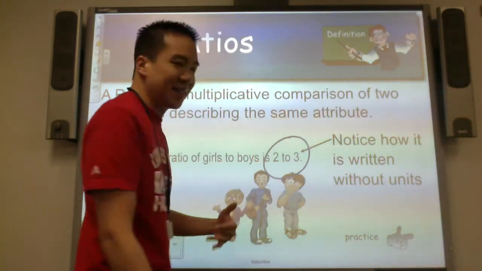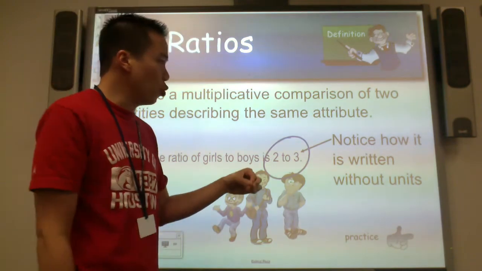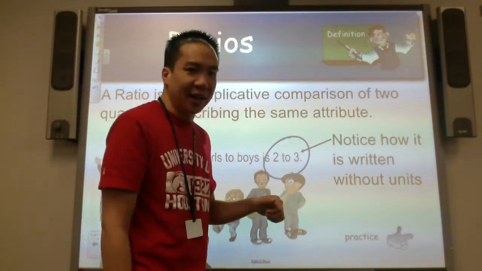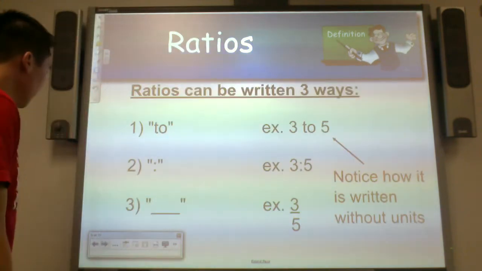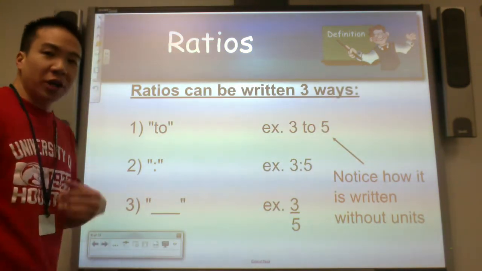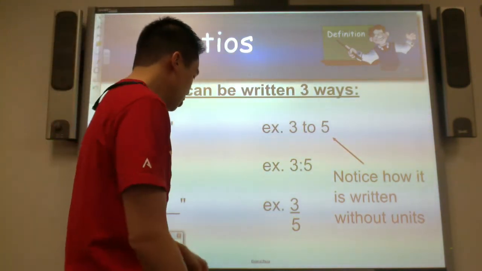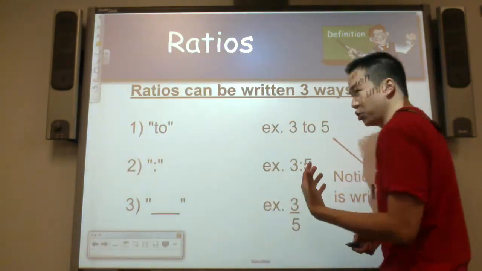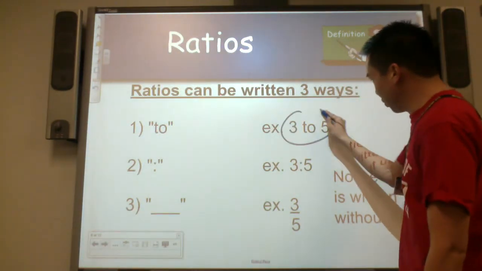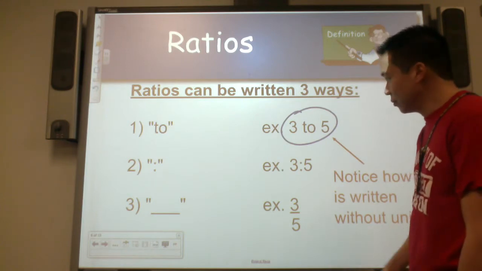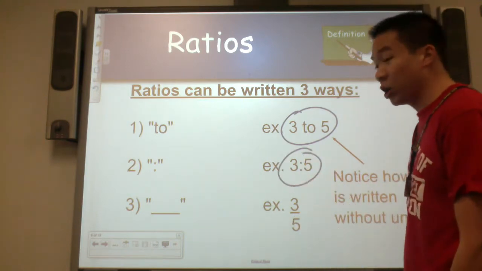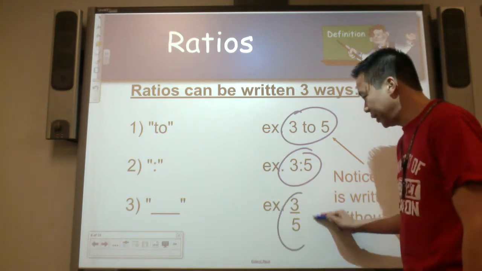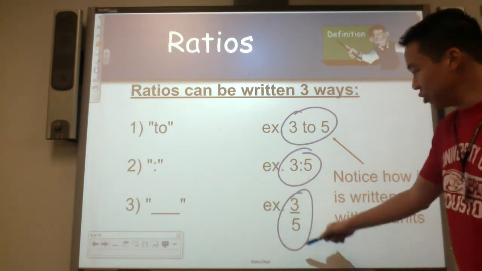When we talk about rates and other things like unit rates, you will have to write the units behind it. You will have to describe the quantity. So there are 3 different ways to write ratios. One way, if you had to compare 2 numbers, you could write 3 to 5. Or 3:5, using the colon, and then 3/5.